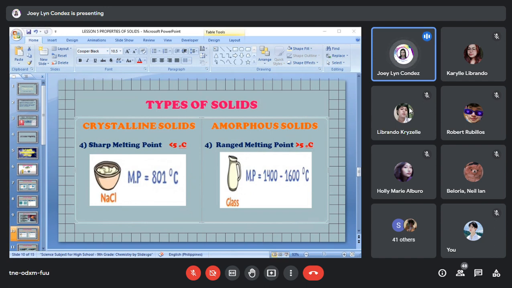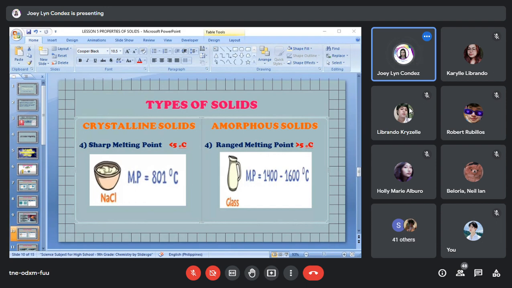So for crystalline solids, they have a sharp melting point, fixed. For example, sodium chloride. The melting point of sodium chloride is 801 degrees Celsius. Okay? Fixed. But amorphous solids have a range for their melting point. So what's the melting point of the glass? I mean the sand. The melting point is 1,400 to 1,600 degrees Celsius. Okay, so it's a range, no?